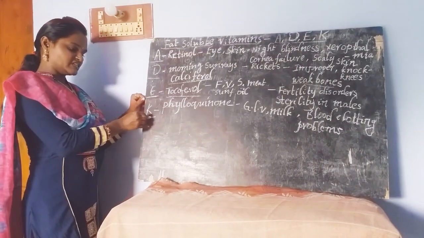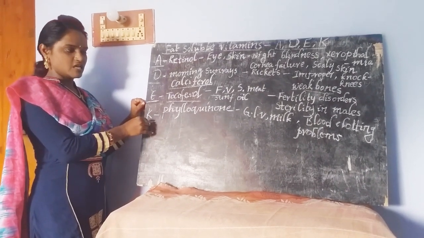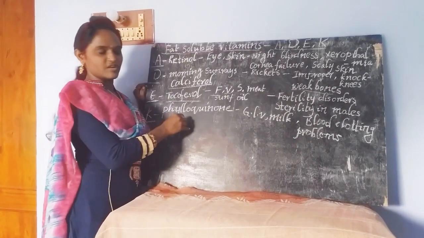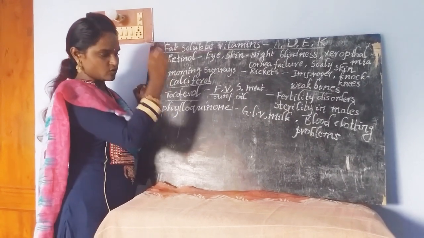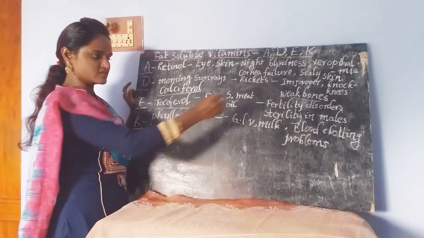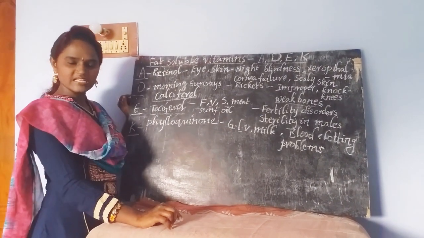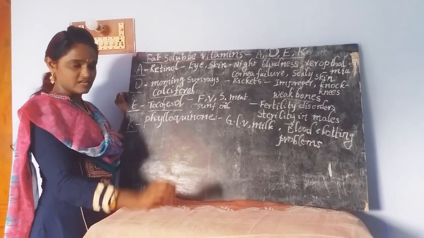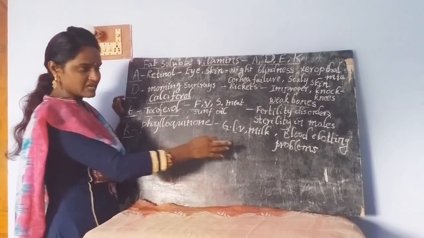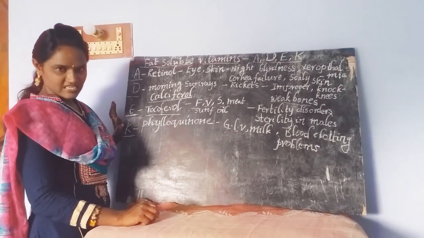Then move to the next one, vitamin K. What is the scientific name of this vitamin K? Phylloquinone. Okay, phylloquinone. What are the sources of this vitamin K here? Green leafy vegetables. All varieties of green leafy vegetables contain vitamin K. Milk. Milk is also the best source of vitamin K.